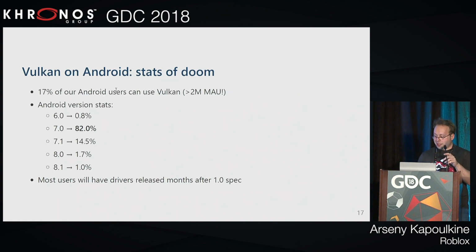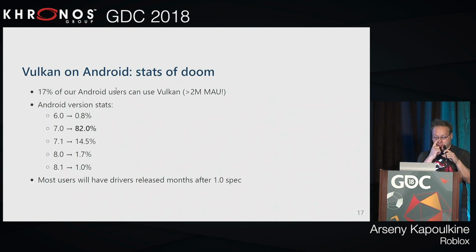All right, so here's the problem with Vulkan on Android. Here's the good news first. 17% of Android users can use Vulkan. This is great. If people in the audience are not familiar with Android graphics, 25% of our audience is OpenGL ES 2. So 17% is great. I mean, we'll take what we can get.